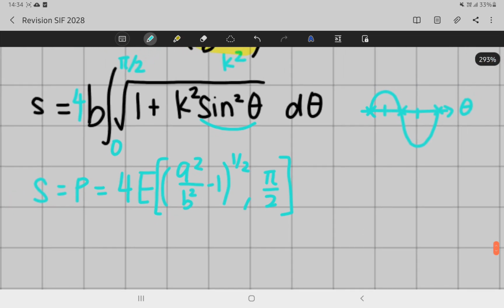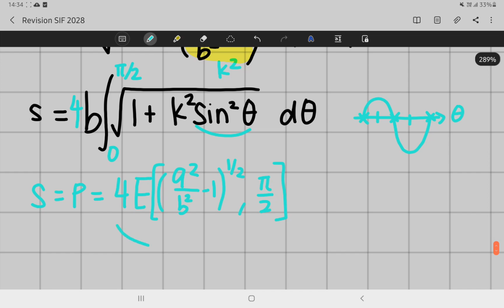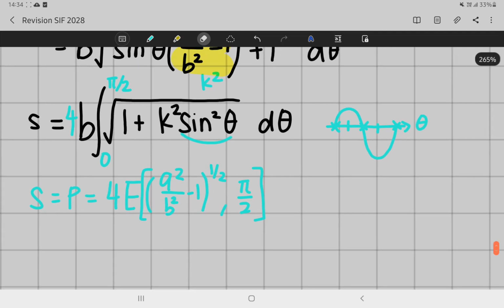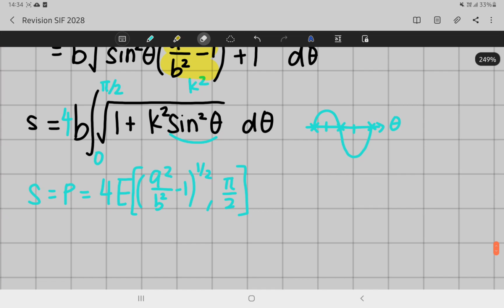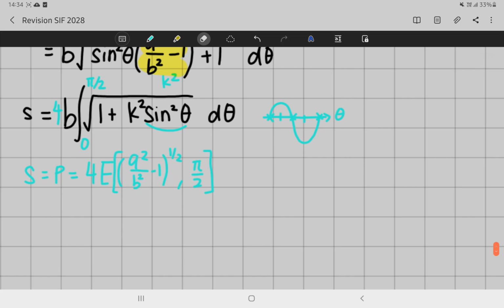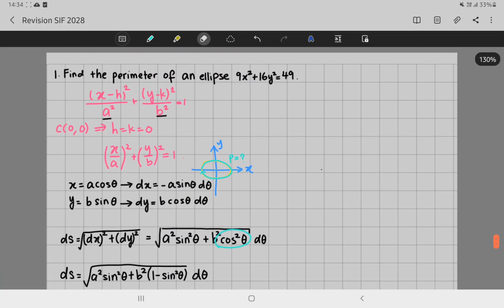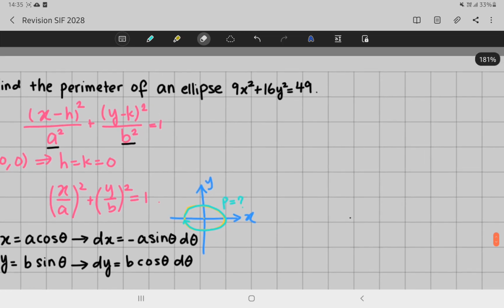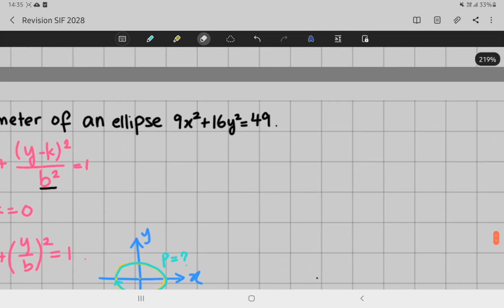Okay, so we need to look at the table of the elliptical integral, because we cannot solve this analytically since it is hard and difficult, so we need to use some help from the table. So we need to substitute the values of A and B from the original question given here.